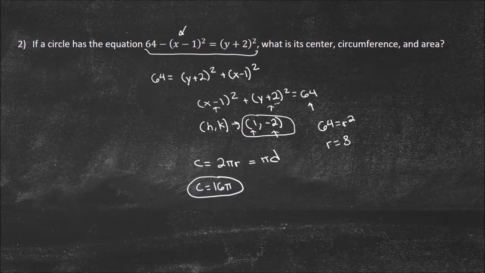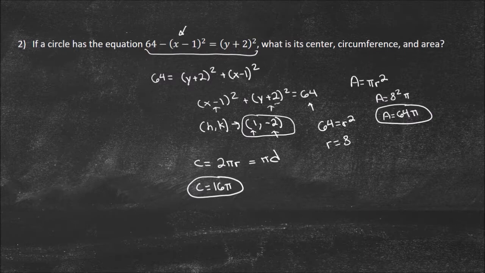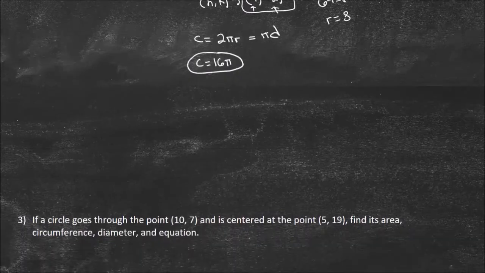Lastly, the area. I'll write that up here. A equals pi r squared. r is 8, so A equals 8 squared times pi. So A equals 64 pi. So we have the area, we have the circumference, and we have the center. And that's all we need to figure out, and we got it. So on to the next one.